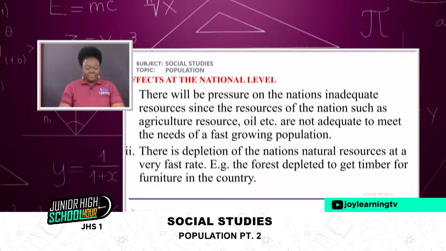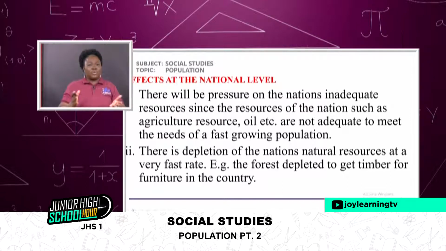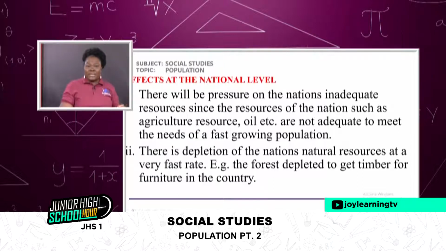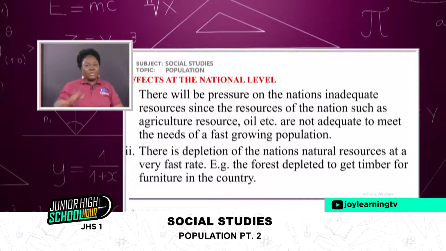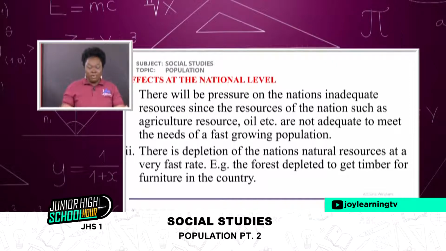Point number 2. There is depletion of the nation's resources at a fast-growing rate. Example, the forest is depleted to get timber for furniture in the classroom. Now, remember the picture we saw earlier on. The classroom was choked with a lot of students and less stable. So what happens? Then the forest must be depleted to get what? Timber to the factory, then from the factory to the carpenter. So the carpenter can do what? Can make more tables and chairs for students to sit on.